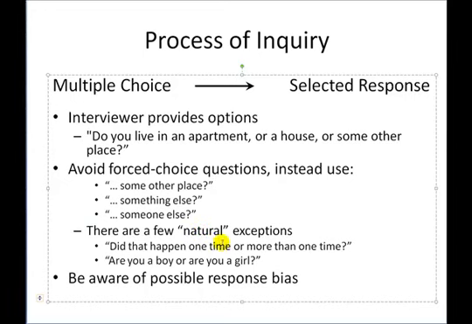There are a few natural exceptions. "Did that happen one time or more than one time?" Or "Are you a boy or are you a girl?" Those are examples where the only options that there could possibly be are within the multiple choice question.